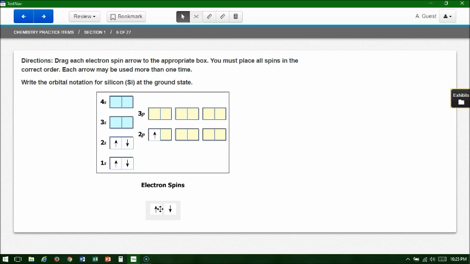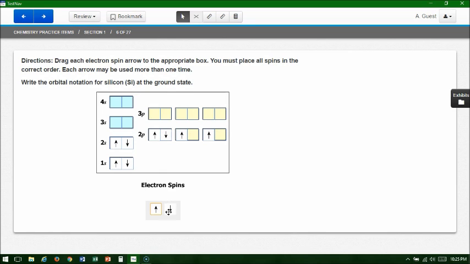This would be boron, carbon, nitrogen. So we are obeying the Pauli exclusion principle by putting the arrows with opposite spin in the same orbital. And we're obeying Hund's rule by putting a single electron in the up arrow position in separate p orbitals. So now we double up.